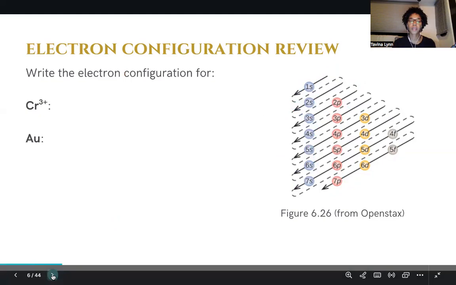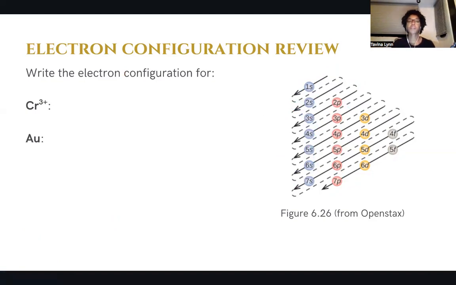So here are two examples of transition metals. We have chromium 3 plus and gold. So pause this video and write the electron configuration for both. Hint, for chromium, well, before I say for chromium, the general steps: look at the periodic table, look at its atomic number. Whatever its atomic number is, that is the number of electrons.